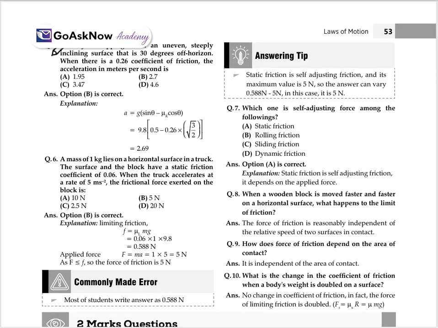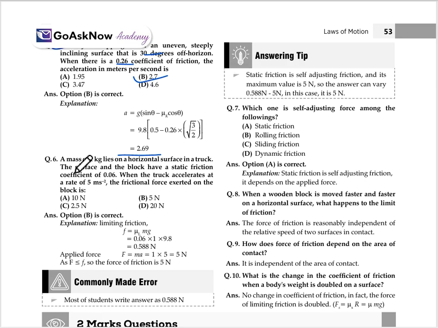A numerical based question. A body slipping down a steeply inclined surface at 30 degrees to the horizontal, where there is a 0.26 coefficient of friction. The acceleration in meters per second squared is? As we know, a = g sin theta minus mu_k cos theta. We'll just substitute all the values of theta, the angle in degrees. Then when we solve it, we get a = 2.69, or we can write it as 2.7 in round figure. So this will be the acceleration value.